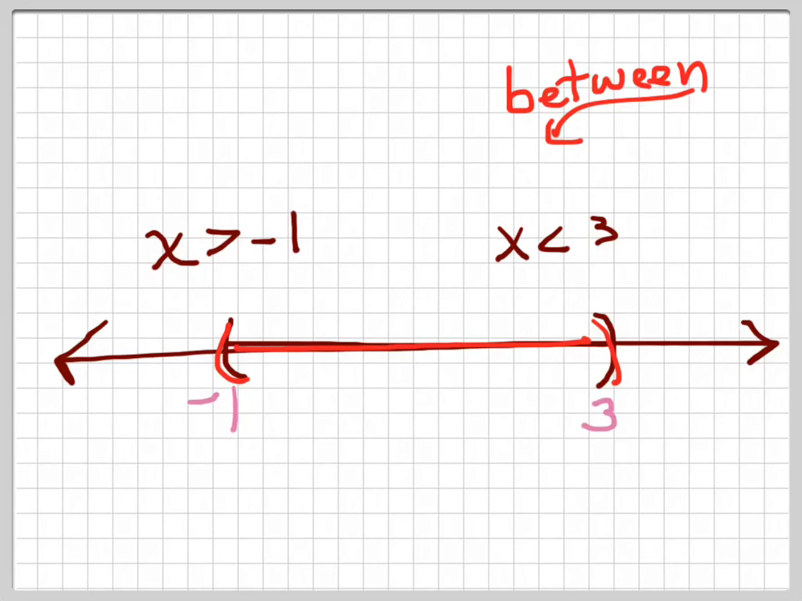Between is the key word here for absolute value. We're going to talk about the graph being between two numbers or outside of the two numbers.